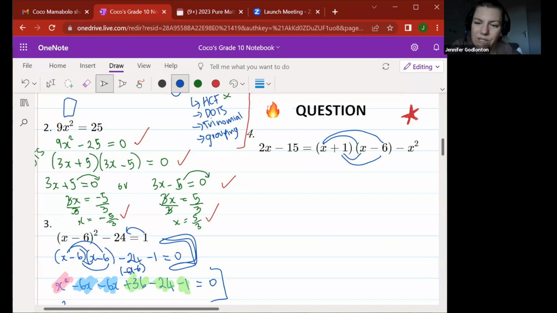Okay, while you're working on question 4, I'm going to show you how to do question 3 a slightly different way. I'm not going to talk through it. I'm just going to write it up on the board for those who are interested.